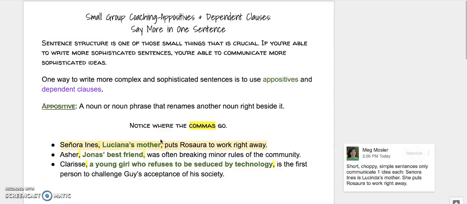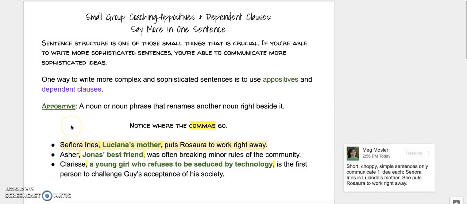Sometimes I've seen students do parentheses. I think because their intuition, their gut is telling them that it's like a little side comment where we're squeezing in some information. And you're totally right, that's what it is. But the proper way to punctuate it is with commas, not with parentheses.